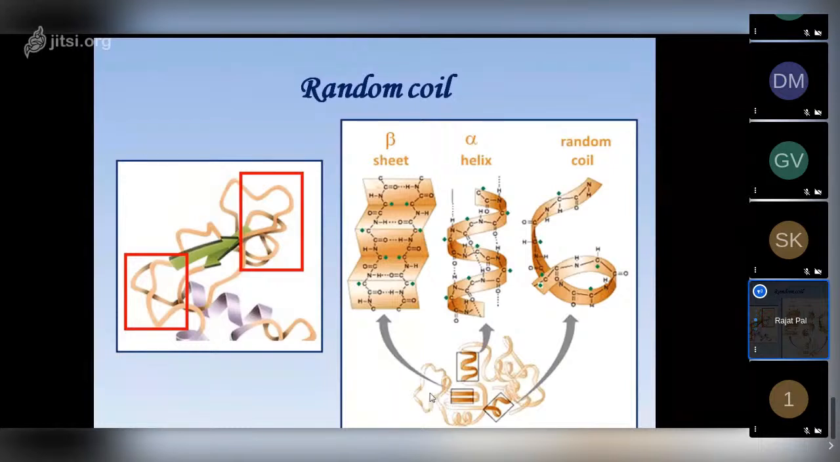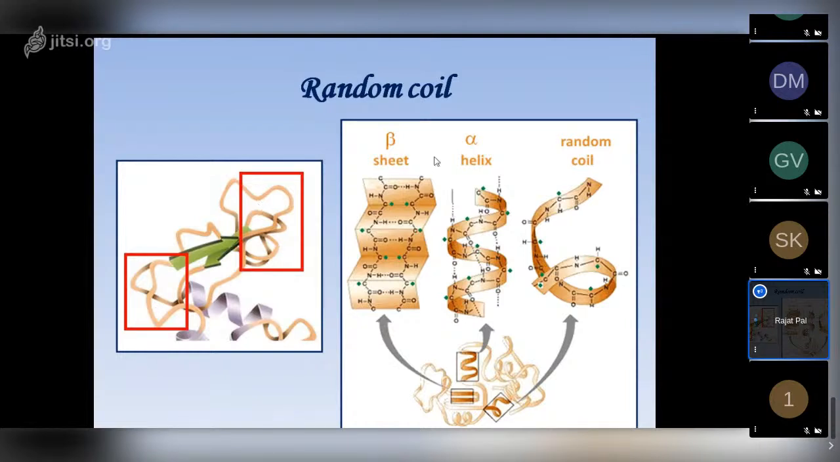Random coil means no specific formation of a secondary structure. If the polypeptide chain is randomly coiled, it is not following the rule of the beta sheet, or the alpha helix, and it is not involved in the triple helix, then it will form just a coil like this. These portions are randomly coiled. These green arrows are the beta sheets, and this purple, feather-like structure is the alpha helix, and the rest of the portion is just randomly coiled. So these are the random coils.